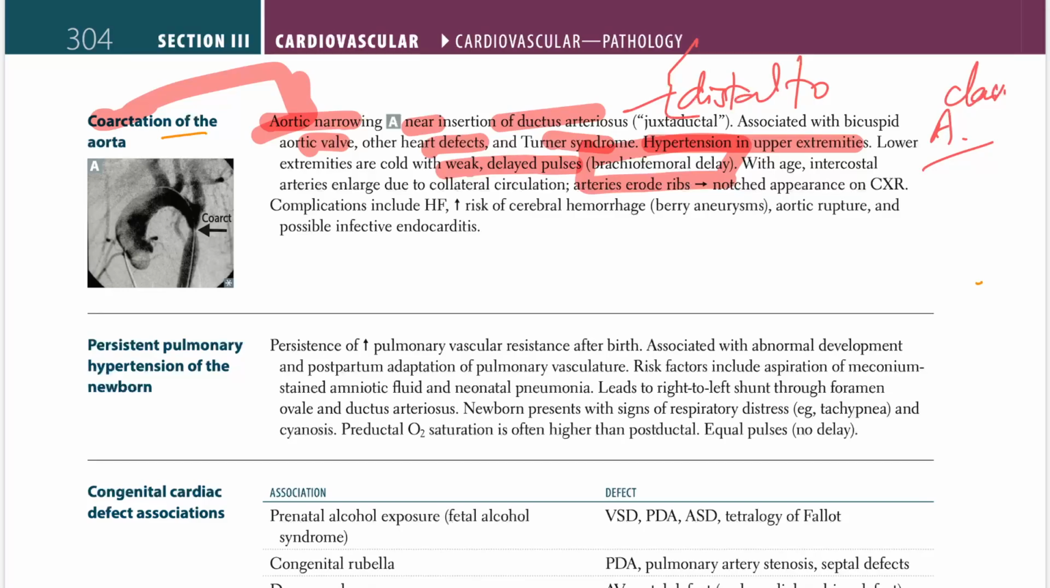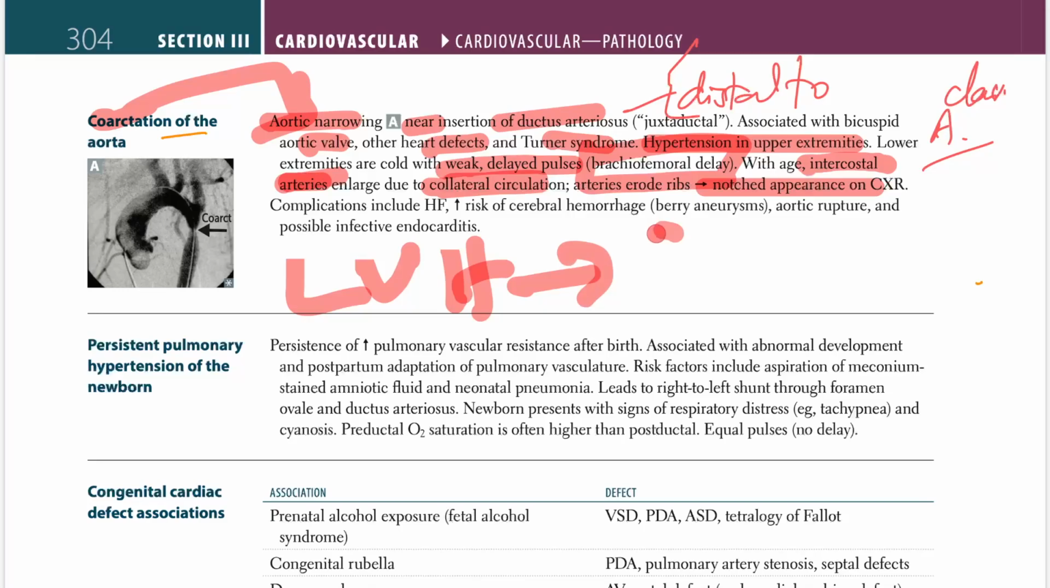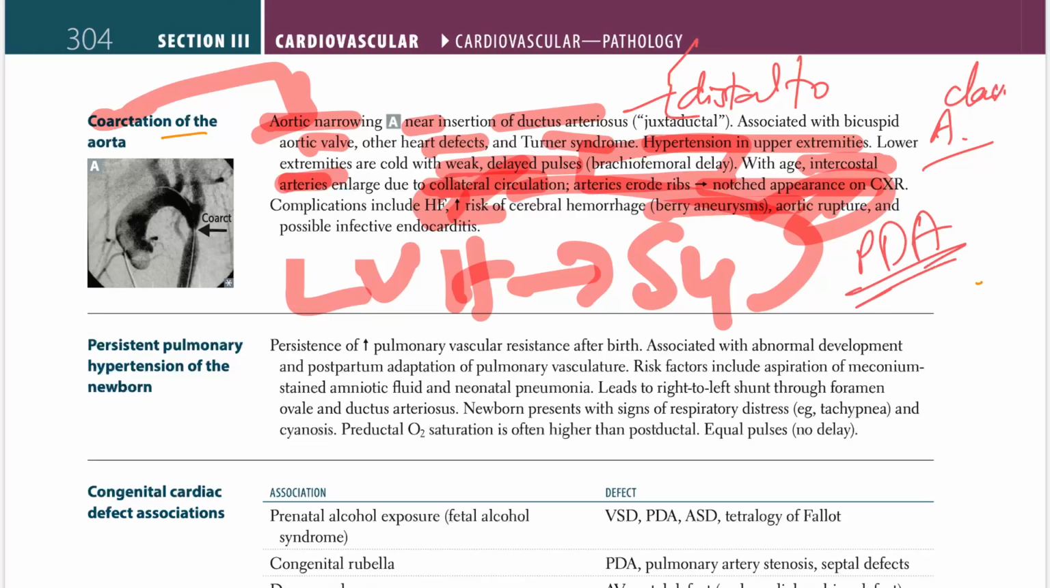On top of that, you will also have intercostal arteries enlarged. They will lead to collateral circulation, which will give you notched appearance on chest X-ray. Okay. Complication is left ventricular hypertrophy causing S4, leading to heart failure, berry aneurysm, aortic rupture, and that's all for the coarctation of aorta. On top of that, one more thing, high yield, which is the murmur. Same murmur as PDA, but the location is, you will hear this murmur at the back of the patient. And that is all for coarctation of aorta.